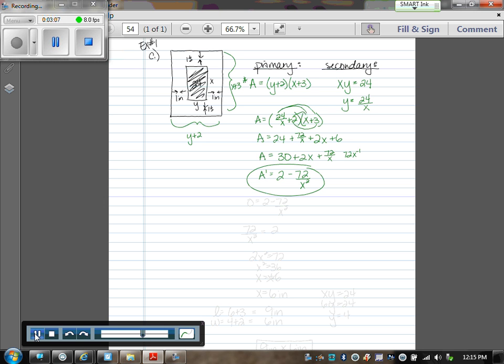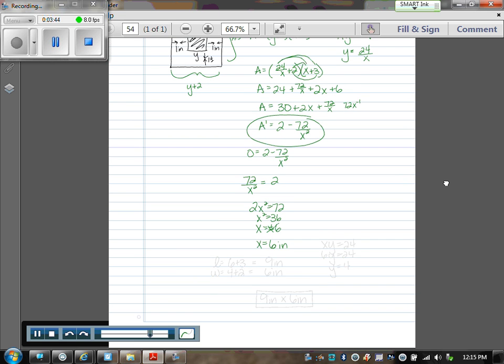To find my critical points, I'm going to plug in 0 for my derivative. I'm going to add the 72 over x squared to the other side. I'm going to cross multiply. Square root, and I get x equals plus or minus 6. Now we have to make sure that both of those answers make sense. If you're talking about the length of a piece of paper, we can't have a negative. And so the only value I want to use is positive 6 inches for x.